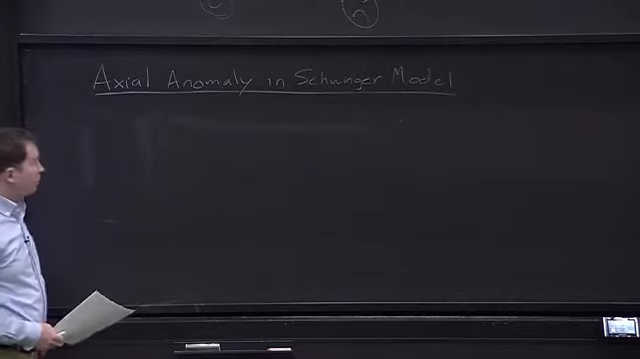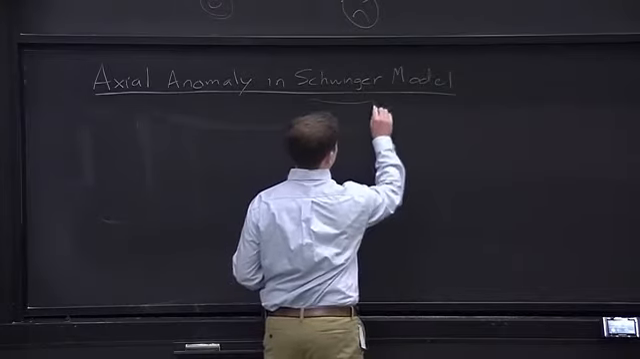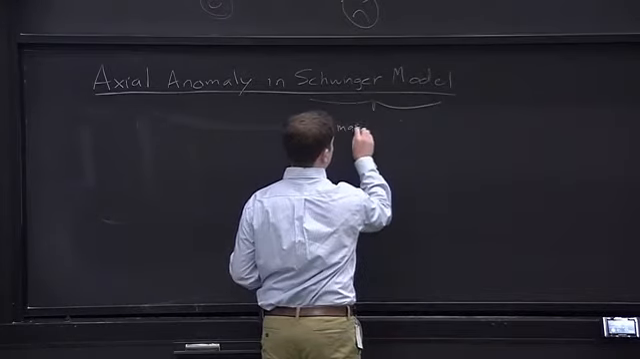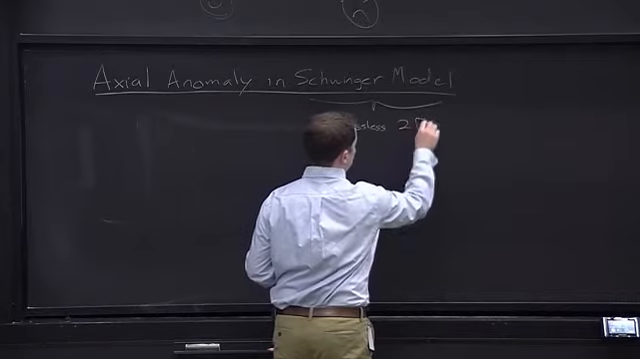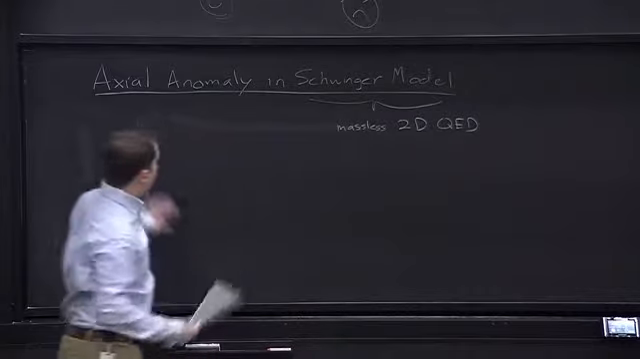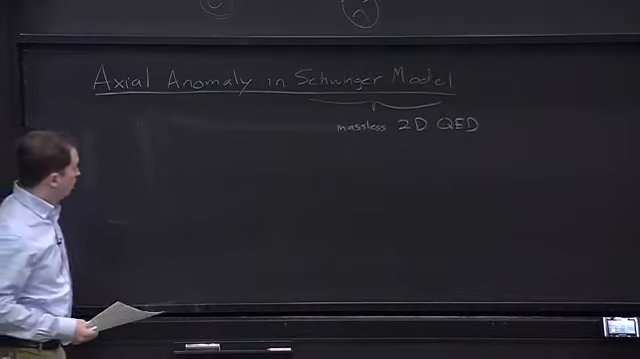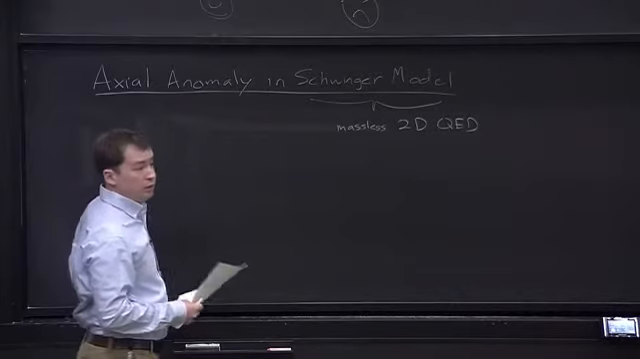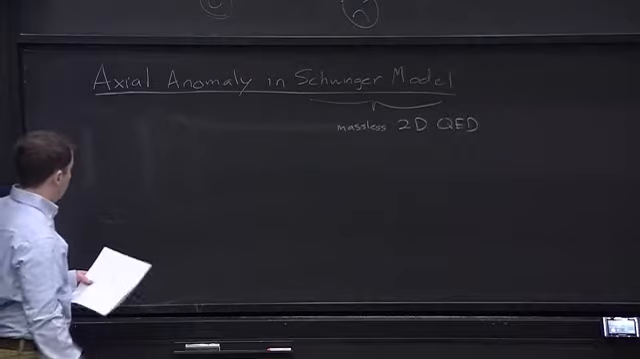What we're going to show is that although classically the Schwinger model, which is massless 2D QED, has an axial symmetry, that symmetry is broken by quantum effects.